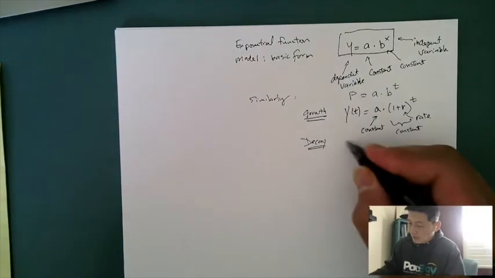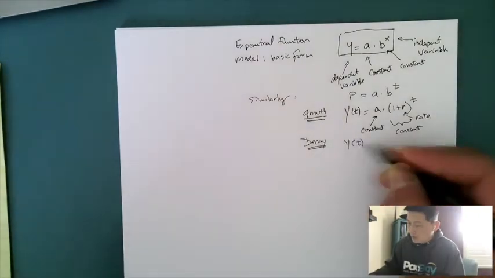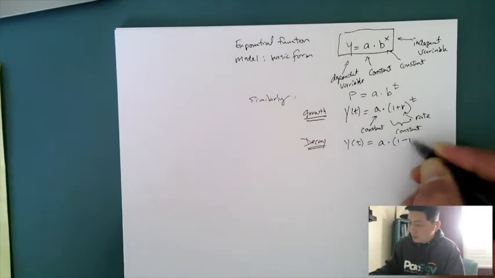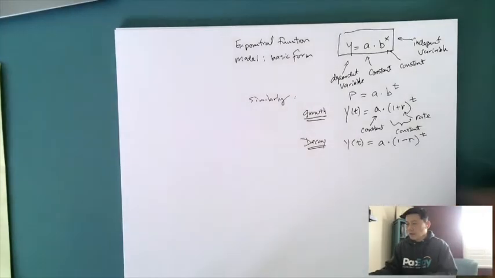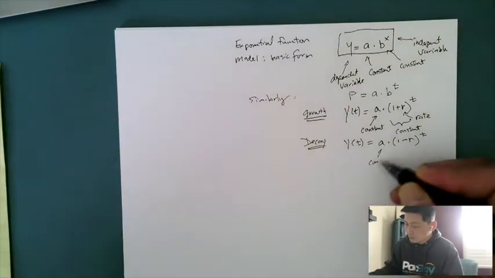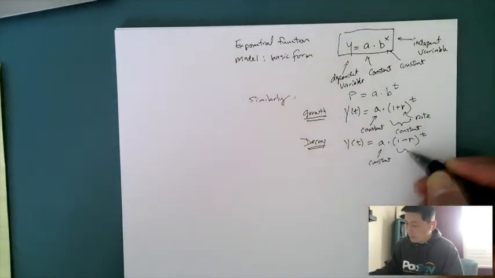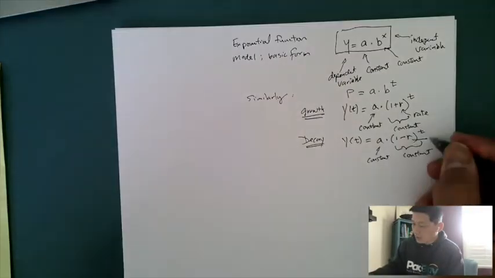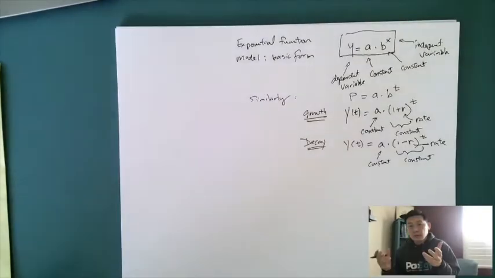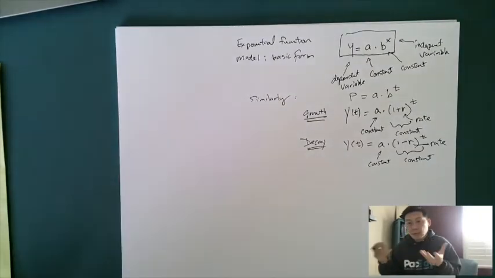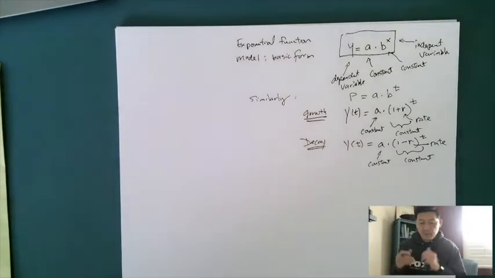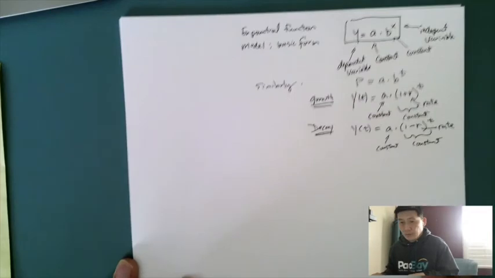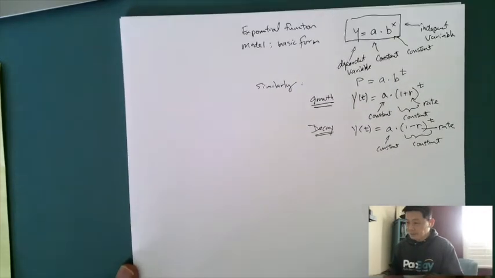Now, decay means something that gets less and less versus growth, which gets more and more. You can also use this y of t, and it's equal to a times 1 minus r to the t power. Now again, this whole thing is also a constant. And depending on what kind of rate we're talking about, oftentimes you either have to look for it or the problem will provide it for you.